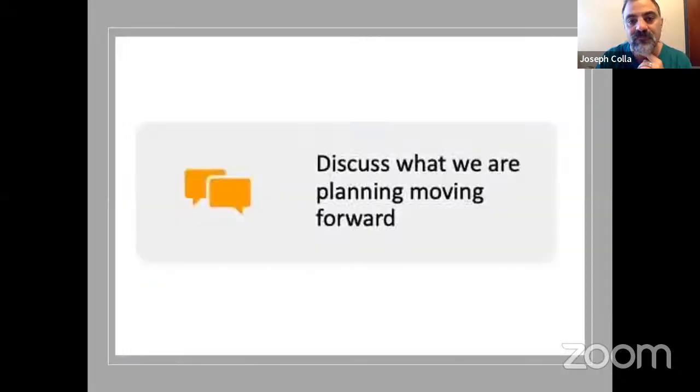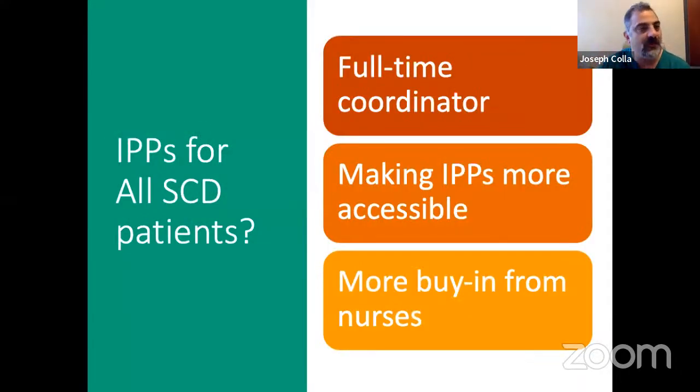So moving forward, the question that came up in our collaboration is, clearly the providers like it, clearly the patients like it, at least that's what we're getting. We'll find the definite data where it lands once we analyze it all. But is it possible to get IPPs for all sickle cell patients? We decided that in order to do that, we need a full-time coordinator, which is going to cost money. So we have to do this wisely.